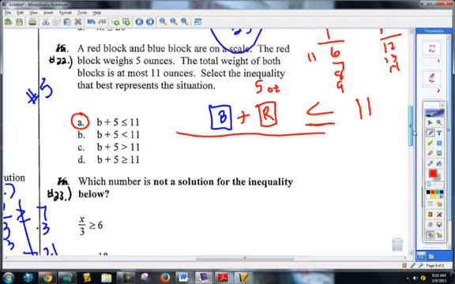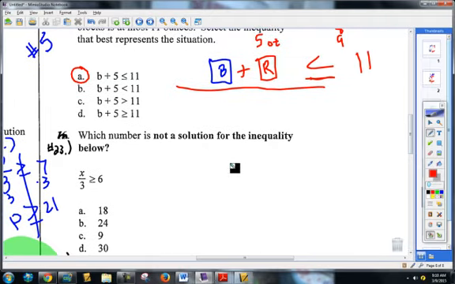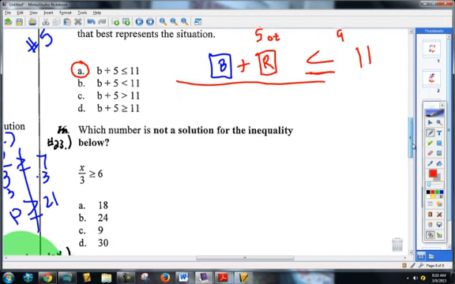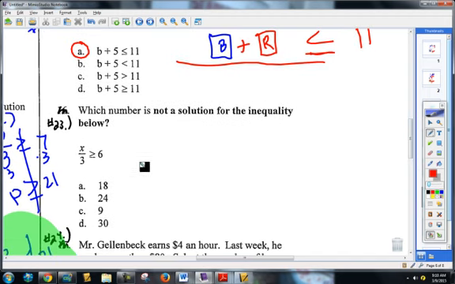That's learning target 5. Okay, which number is not a solution for the inequality shown? So you could have done this a couple different ways. You could have solved it by doing this. I'll show you both ways.